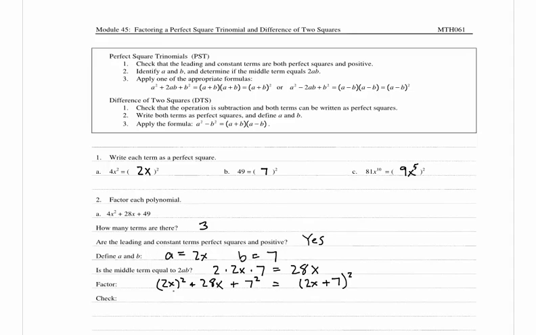Now they want us to check. And we would check by multiplying 2x plus 7 times 2x plus 7, and FOIL this out, and we get 4x squared plus 14x plus 14x plus 49, and then we'll combine our like terms, and we get 4x squared plus 28x plus 49. And that's the polynomial we started off with.